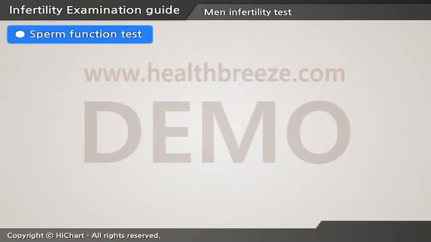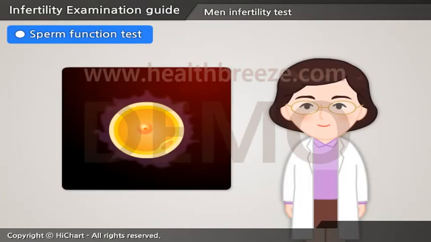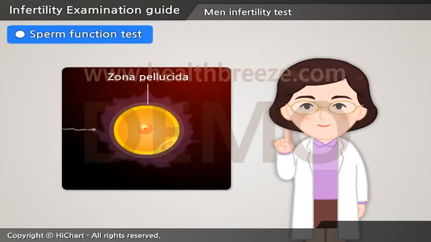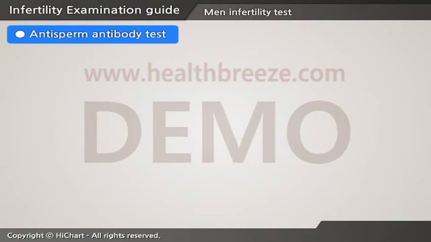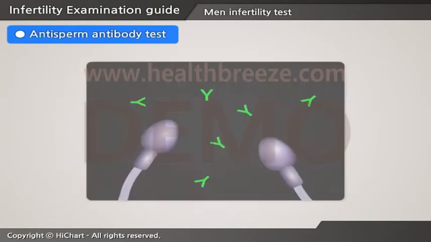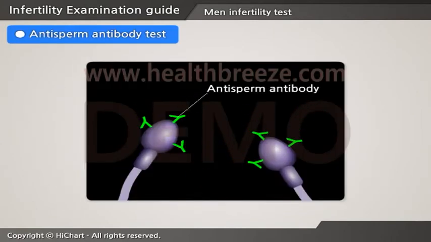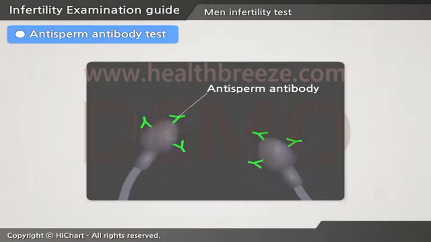Sperm function test. It is also called the sperm penetration test, which cultivates a hamster's ovum, whose zona pellucida has been removed, with men's sperm to measure sperm penetration. Anti-sperm antibody test. This test is to check whether anti-sperm antibody which damages men's sperm is present in the blood or secretion of men or women.